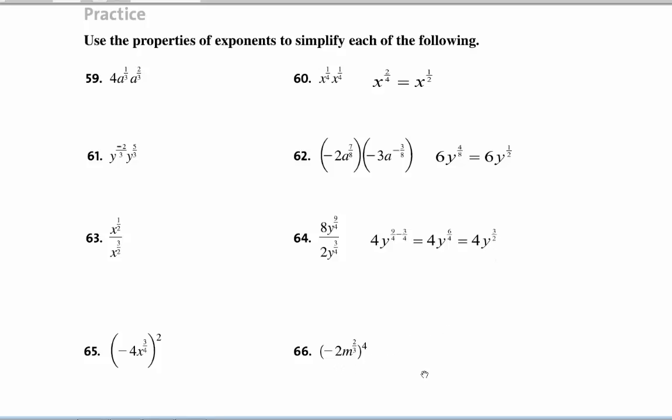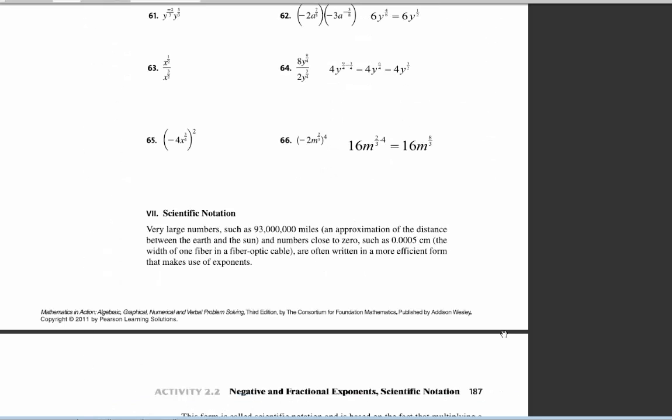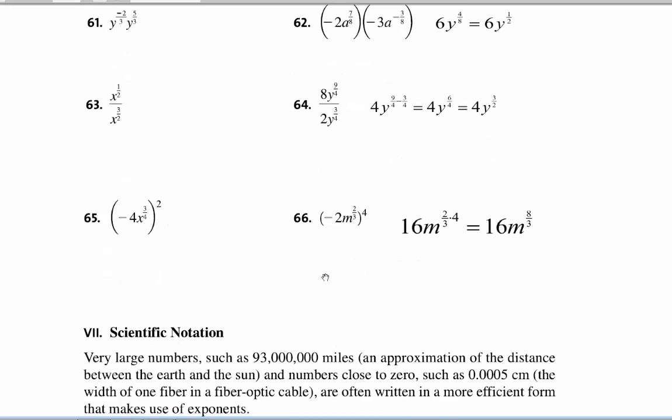Problem 66. So for problem 66, we have the -2 raised to the 4. So that's -2 times -2 times -2 times -2. We do that 4 times to get +16. Now the 2/3 we multiply by the 4, right? The product to a power rule says we multiply these two. So 2/3 times 4 is 8/3. So we're left with 16m to the 8/3.